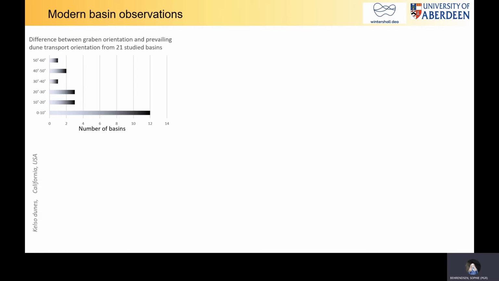So now some general observations that we included in our conceptual models. The dune transport direction tends to be parallel or subparallel to the main fault or the graben orientation. There were only few basins where the dominant transport direction was oblique to the graben orientation. So that would be these up here, where the difference in angle was 40 or 50 degrees.